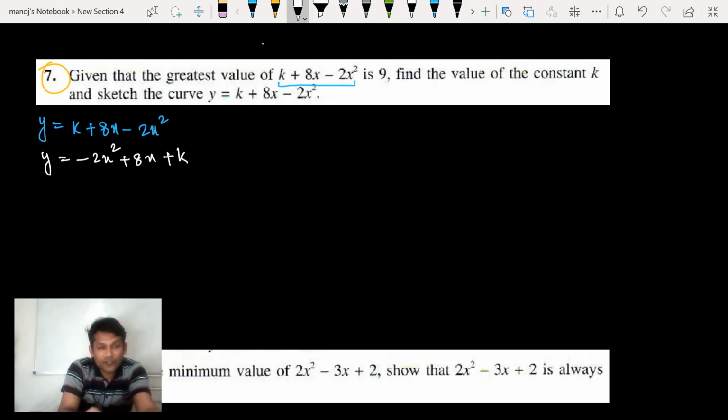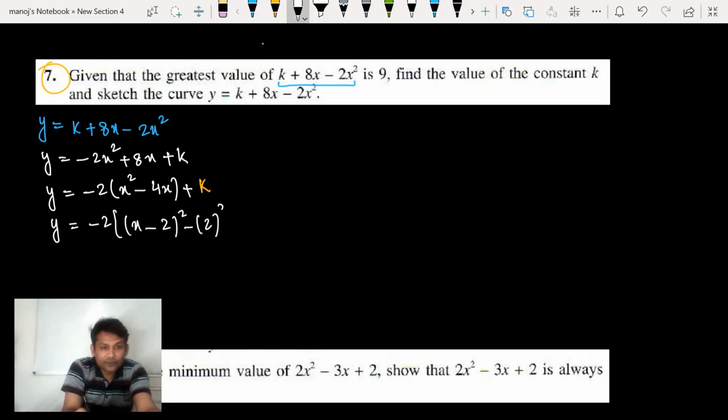This k is not the h, k kind of k, okay? Minus 2 common. x square, this will become minus, and 2 common means 4, and I want to copy this k. There is no use of k, I am just copying here. Okay. y equals minus 2, I will make a perfect square formula. x minus half of 4 is 2, 2 whole square and minus 2, and plus, I just want to copy k.